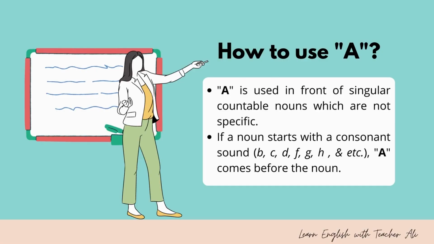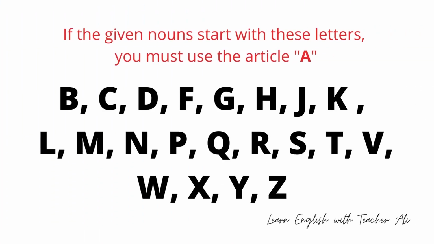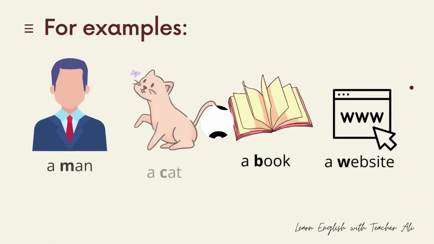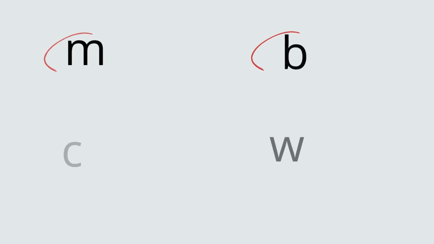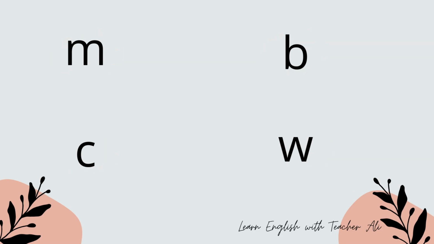How to use the article a. A is used in front of singular countable nouns which are not specific. If a noun starts with a consonant sound such as B, C, D, F, or any consonant sounds, we must use the article a before the given noun. For examples, a man, a cat, a book, a website. As you can see, these words all start with the consonant sounds.